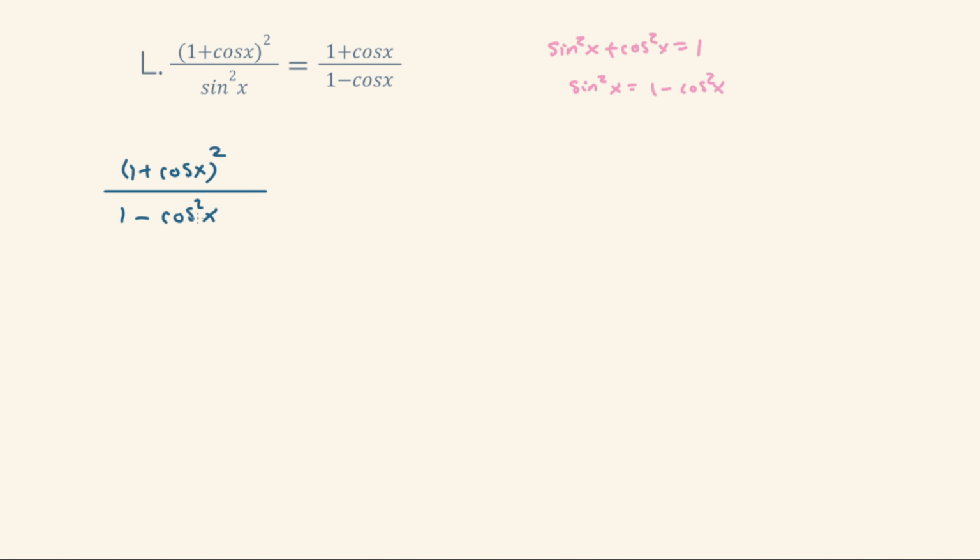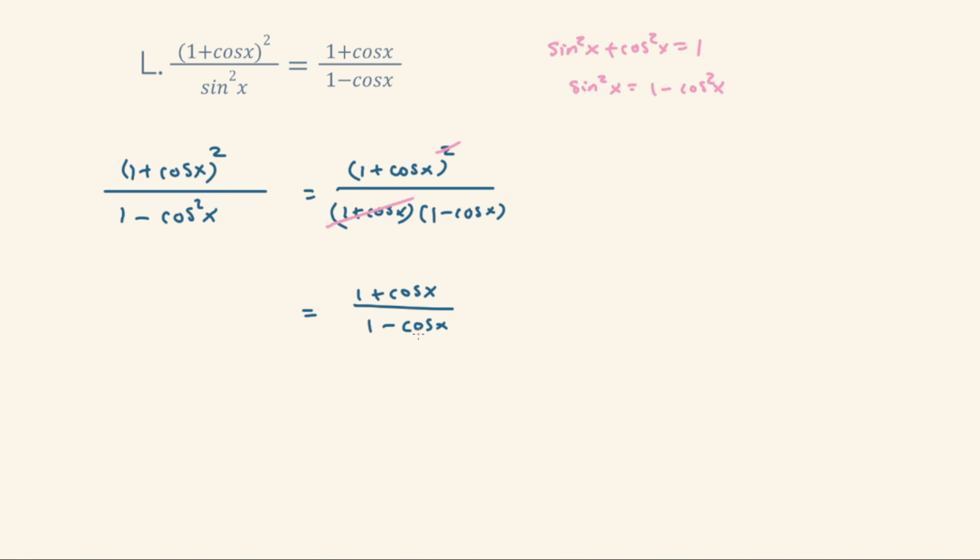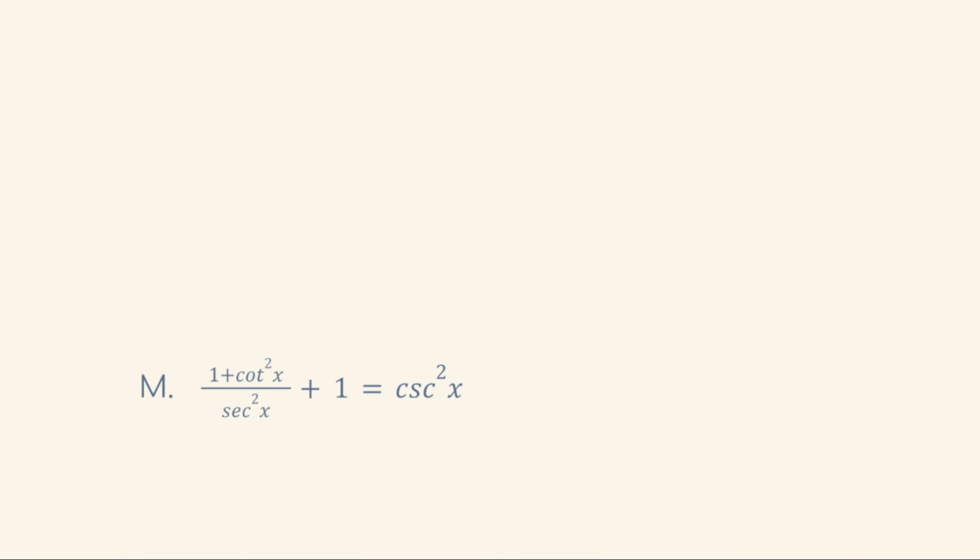And actually, yeah, we can do a difference of squares in my denominator here, right? We have 1 plus cos x squared, and in my denominator I'm going to get 1 plus cos x times 1 minus cos x, and here we go. This cancels out with one of these on top, so I'm going to be left with 1 plus cos x over 1 minus cos x. That's what I wanted to show here. Okay, so that's good. On to question M.